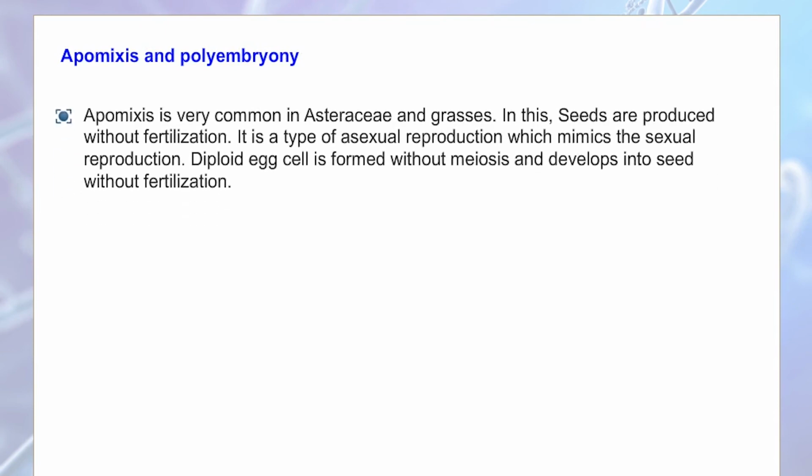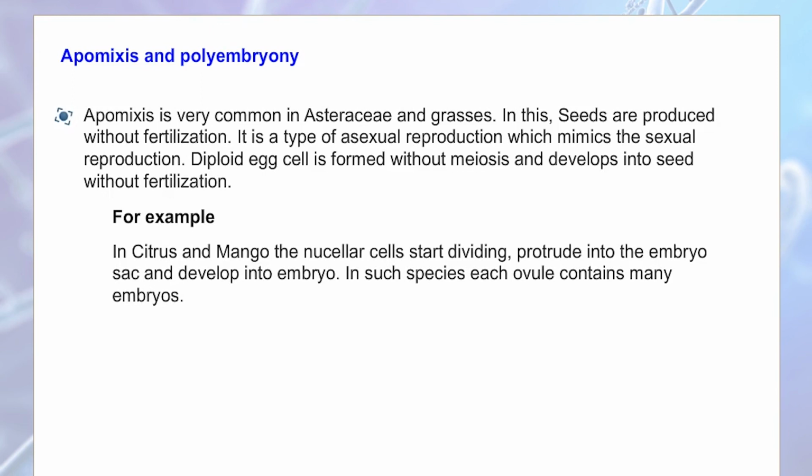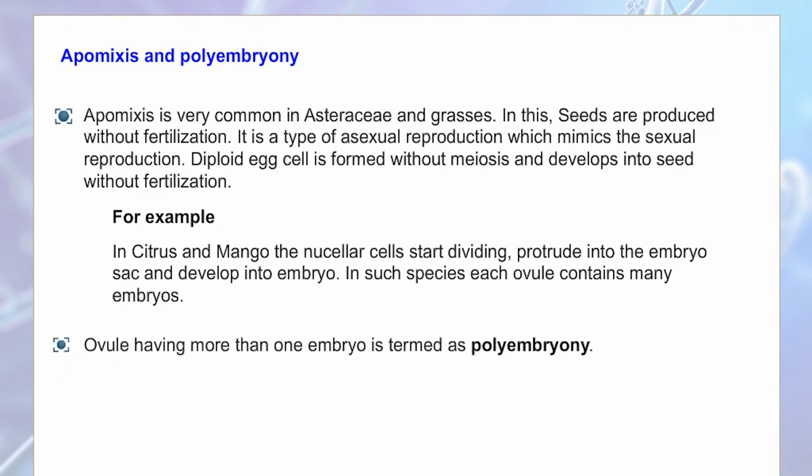Apomixis and polyembryony. Apomixis is very common in Asteraceae and grasses. In this, seeds are produced without fertilization. It is a type of asexual reproduction which mimics the sexual reproduction. Diploid egg cell is formed without meiosis and develops into seed without fertilization. For example, in citrus and mango, the nucellar cells start dividing, protrude into the embryo sac and develop into embryo. In such species, each ovule contains many embryos. Ovule having more than one embryo is termed as polyembryony.